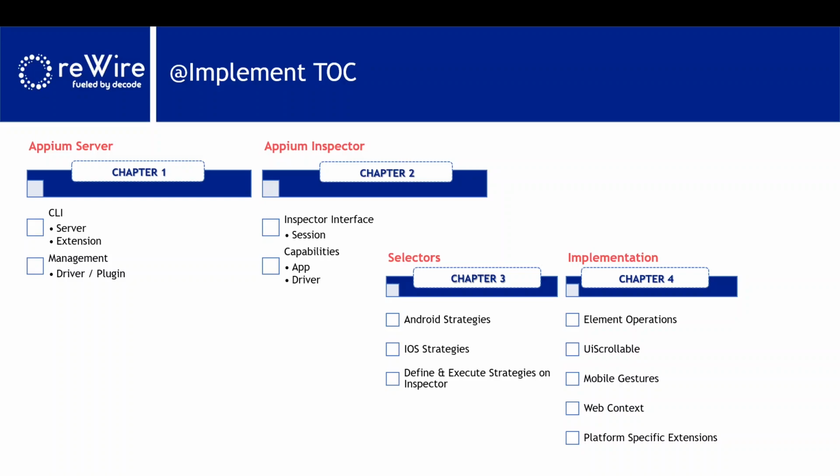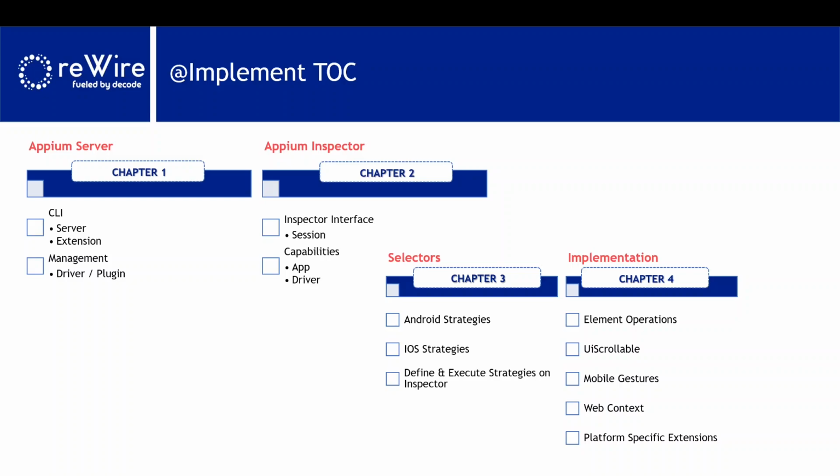In chapter 1 we covered the server CLI and extension CLI and its management, and in chapter 2 we covered the capabilities and how we can interact with the Appium Inspector, its details, how the driver will be activated, how the app will be installed in the emulator device, and how it is being interacted with the Appium Inspector.